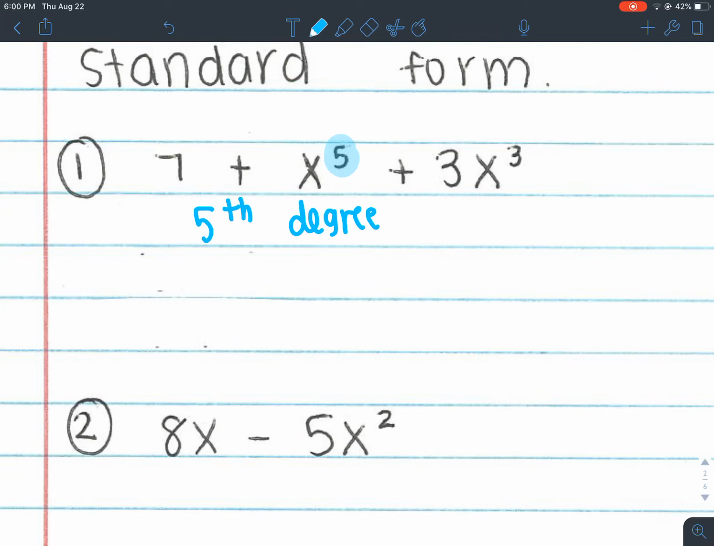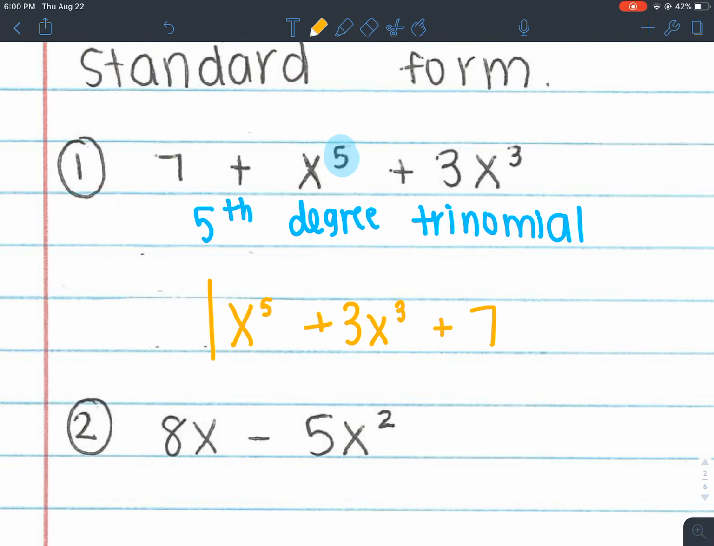And then what type of polynomial is this? Well, there's 3 terms, so this is going to be a 5th degree trinomial. And now we're going to reorder this in standard form. So you're going to start with the one with the largest exponent first, which is x to the 5th. And then you have 3x to the 3rd. And then you have the positive 7.